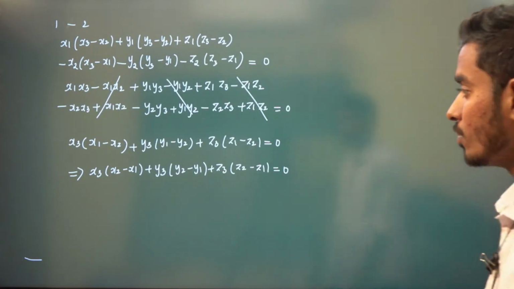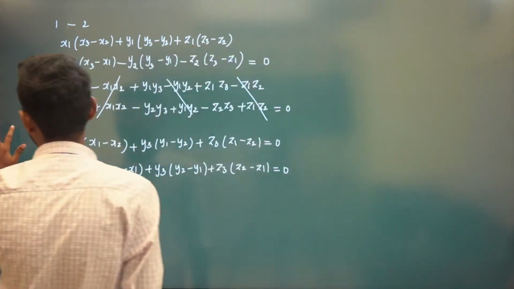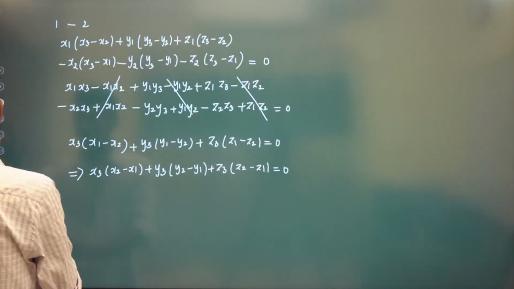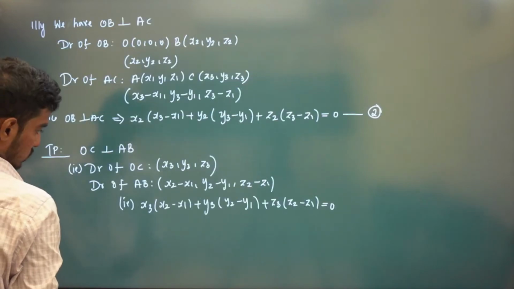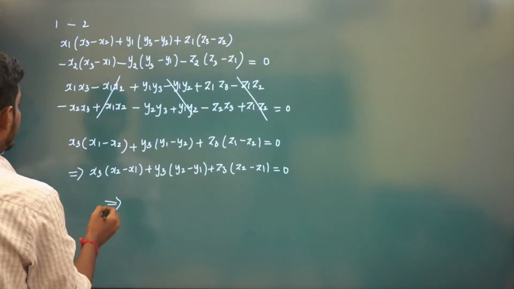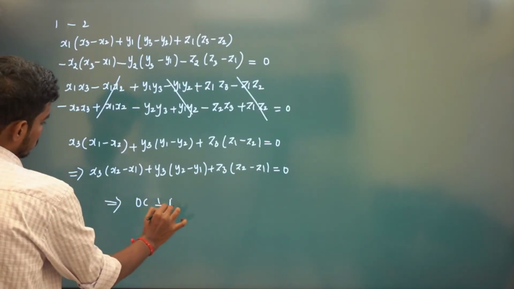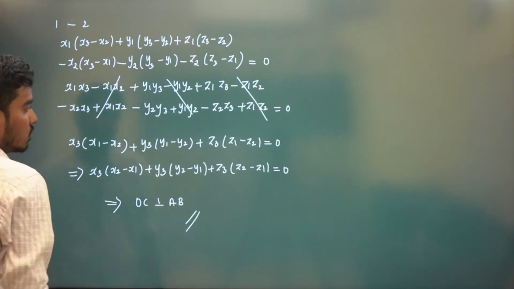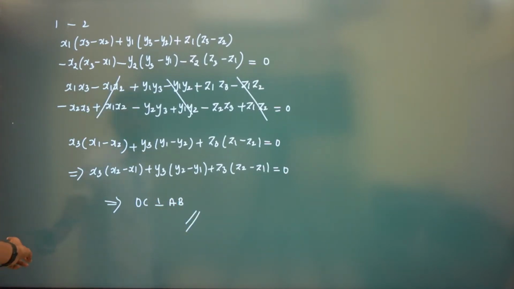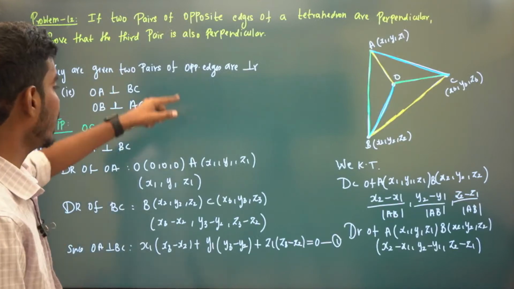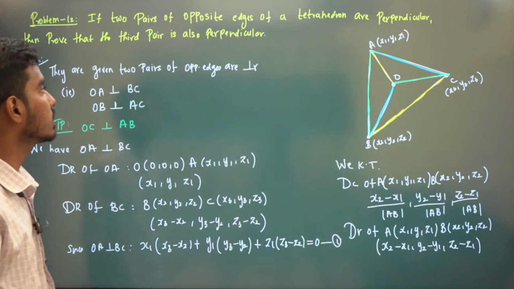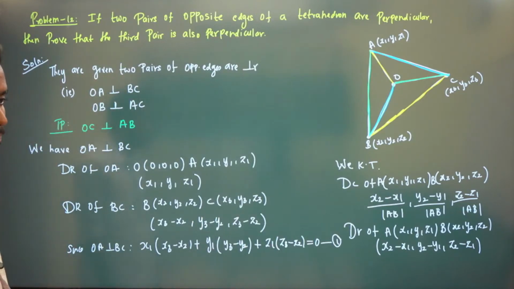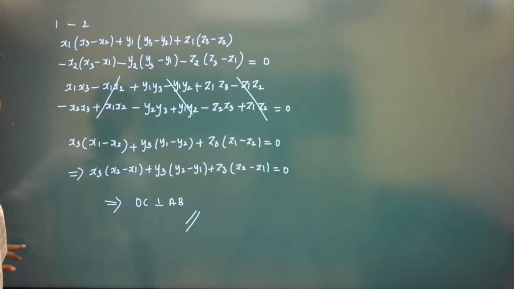Okay. So this implies OC is perpendicular to AB. So you only subtract this. Okay. So therefore, if two pairs of opposite edges are perpendicular, then prove that the third pair is also perpendicular. Very important question and easy question also. Okay. So move on to third question, 13th problem.